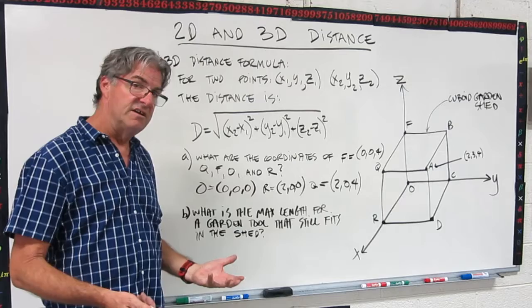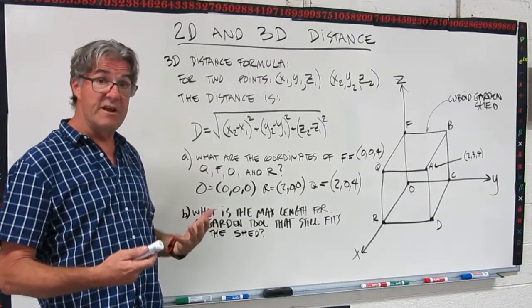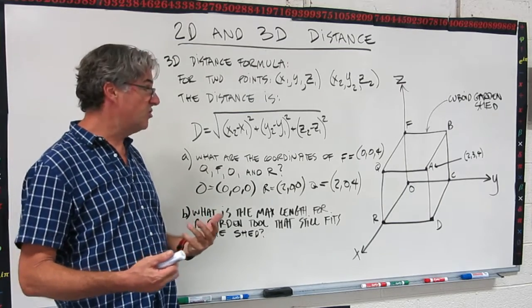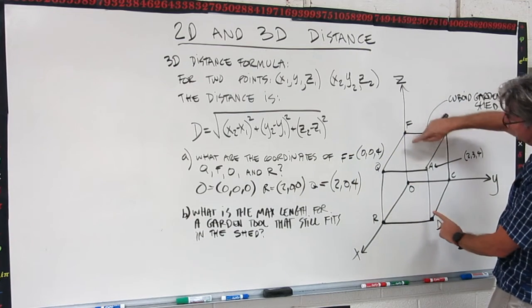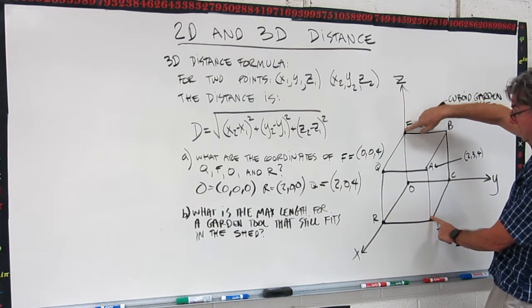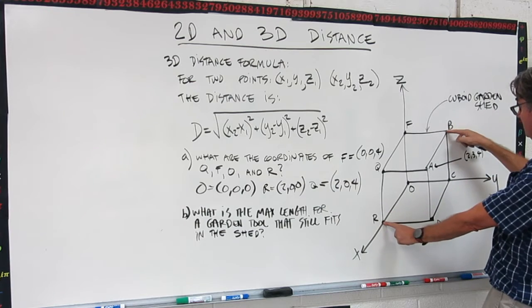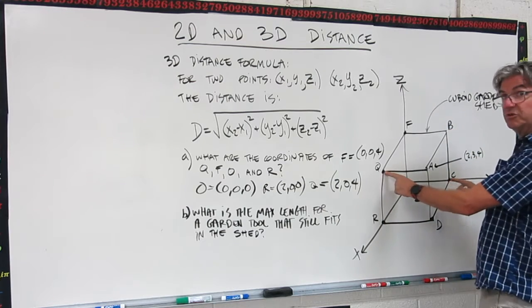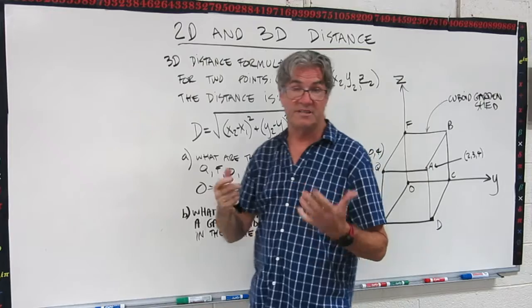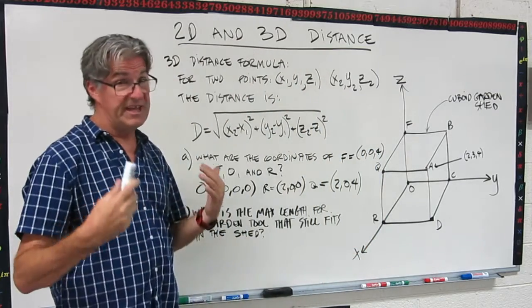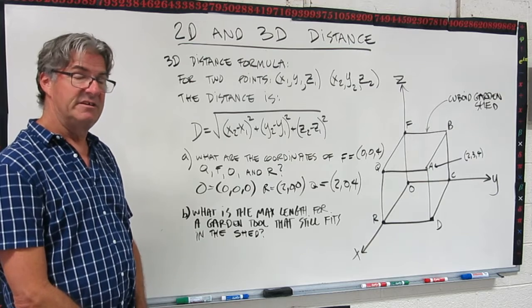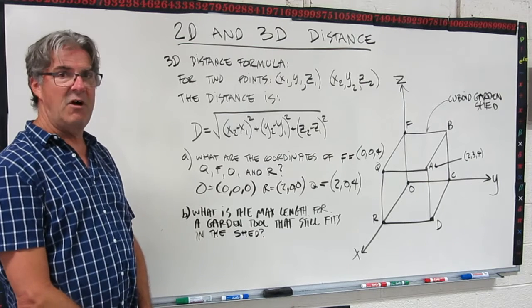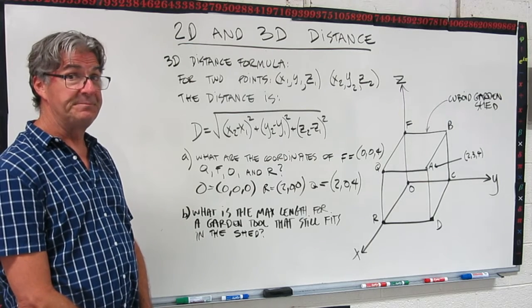Now here's the thing. There are like 4 different diagonals that can be drawn. There's A to O, there's D to F, there's R to B, and there's C to Q. Those are all diagonals of our rectangular box, and they're all the same length. So let's pick the one that makes it the easiest. Pause the video and see if you can figure out which one that might be.